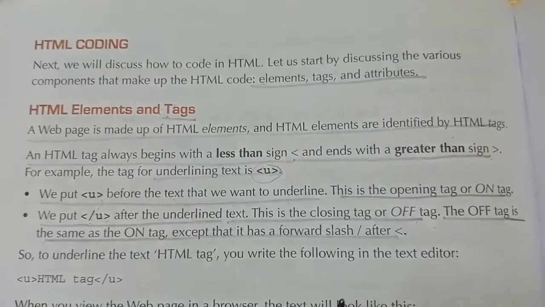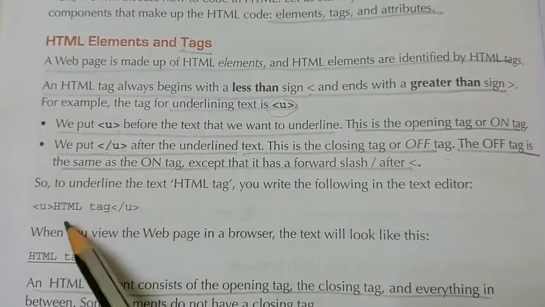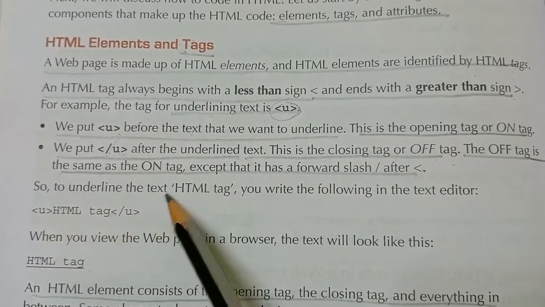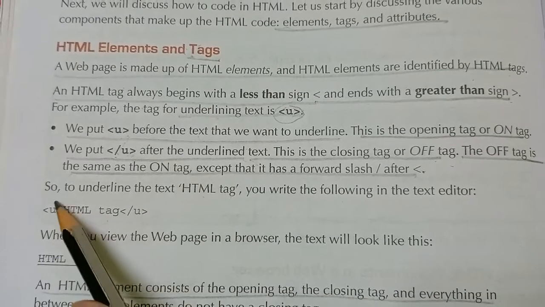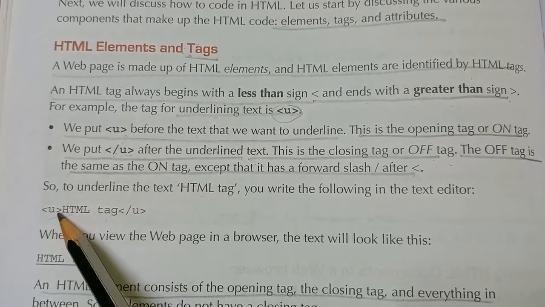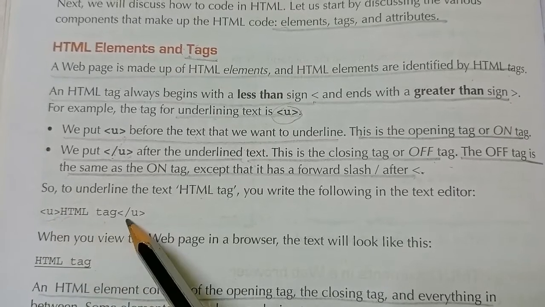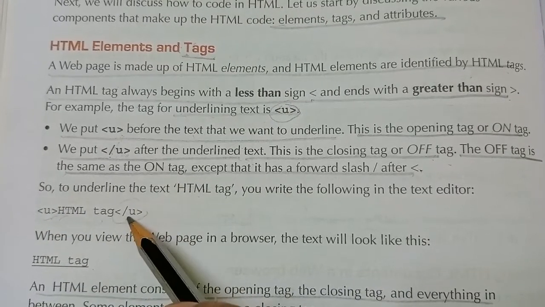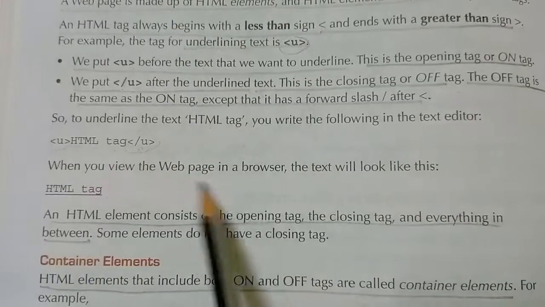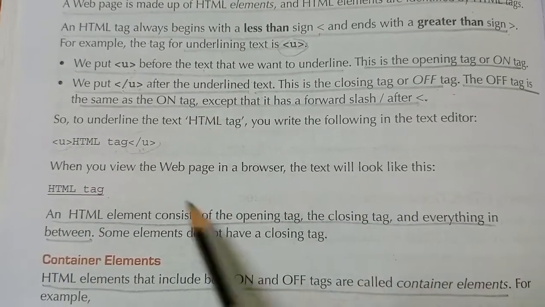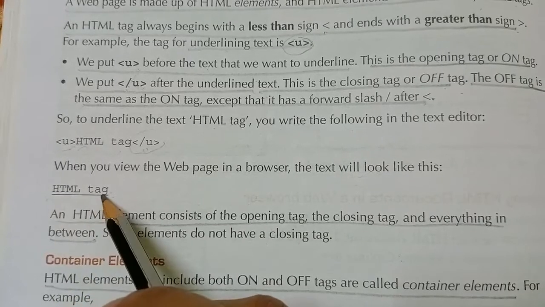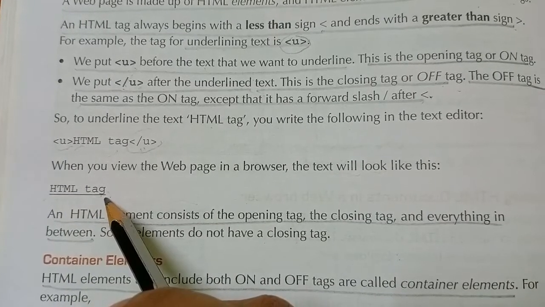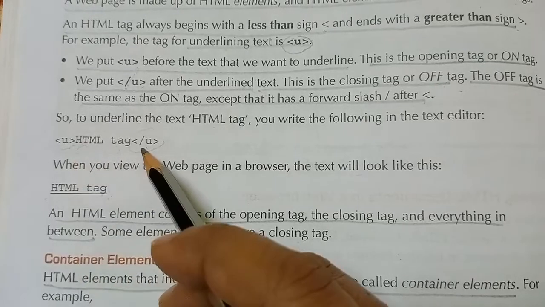Understood now what is a tag? How can you write the tag? See, like this. So underline the text HTML tag. If you underline this word, you have to write this tag u before this word, and after this word you have to close this tag by this slash sign. When you view the web page in a browser, the text will look like this. So now this is underlined automatically because we have put the u tag, the underline tag.